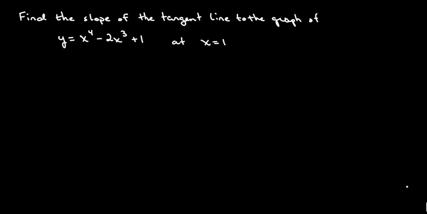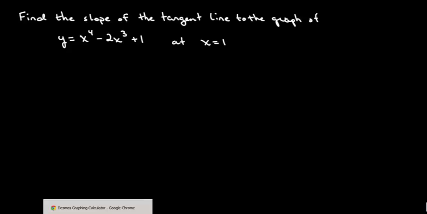This is example 8, part A, and we're asked to find the slope of the tangent line to the graph of this function at x equals 1. So what I'm going to do is graph this out for you real quick, and I'm going to have to do that by rotating my screen.